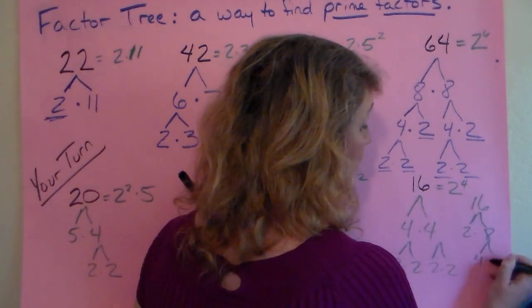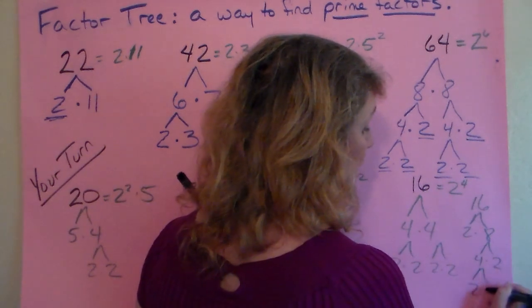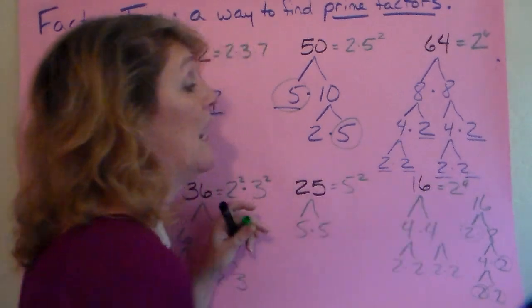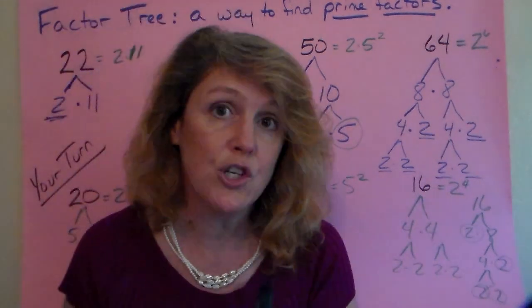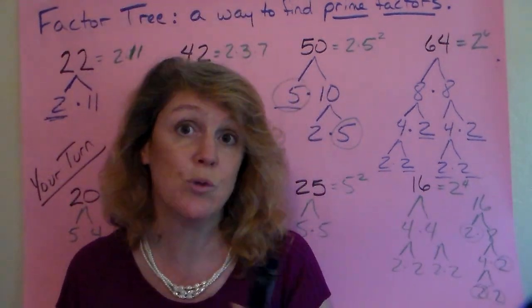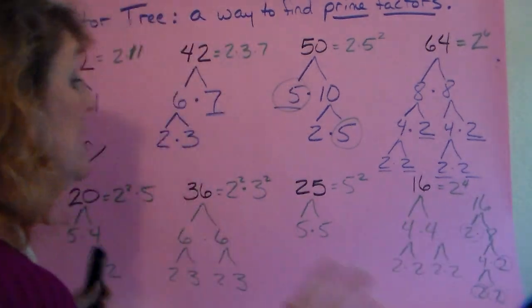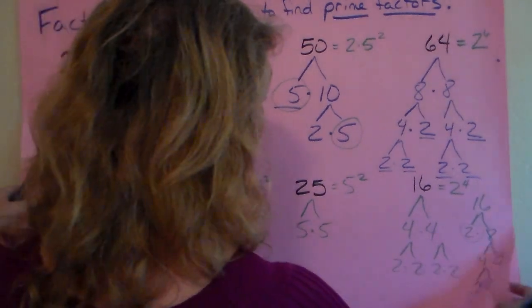What happens if you did your 16 was 2 times 8? Well, your 8 is 4 times 2, and your 4 is 2 times 2, and look what you end up with. 1, 2, 3, 4. You've still got 4 of them. Doesn't matter what direction you go as long as they truly are factors. You've got 2 numbers that multiply together to get that number. Doesn't matter how, as long as you do it correctly.